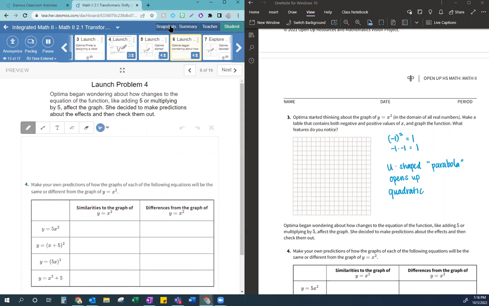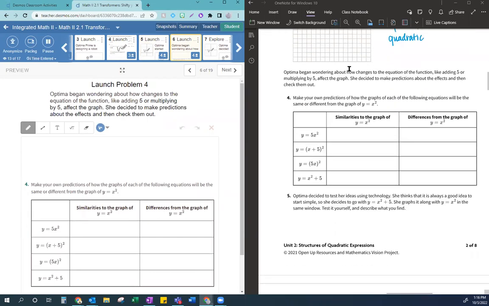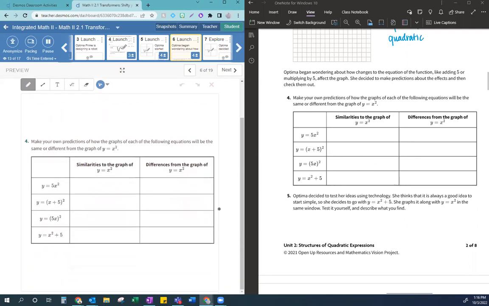Okay, next one. It says Optimus Prime was wondering about how changes to the equation of the function, like adding 5, multiplying by 5, affect the graph. She decided to make predictions about the effects and check them out. Yes, we can plug these all into Desmos and it'll show it. Okay, so right here, what I really want you to think is, what do you think is going to happen to the graph? And then I want to look at the graph. So I want you to do that really quickly. Can you make your own predictions? Did you make your own predictions?